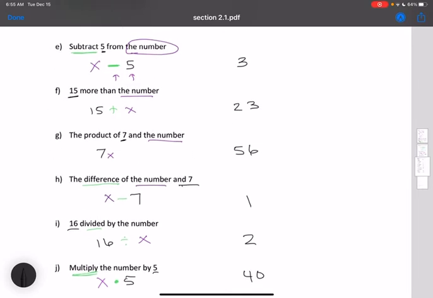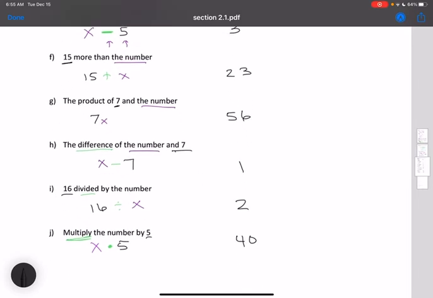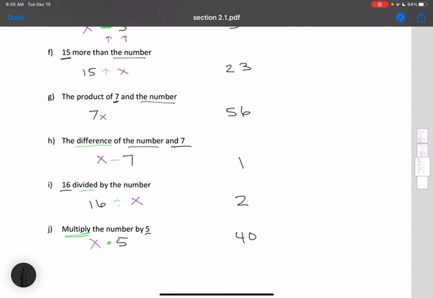All right, how'd you do? So we left off with F. So I did 15 more than the number, and I got 15 plus X. You could have also had X plus 15. That would be the same, and got 23. The product of 7 and the number I wrote as 7X and got 56.